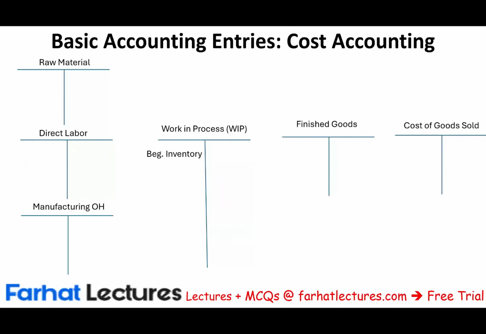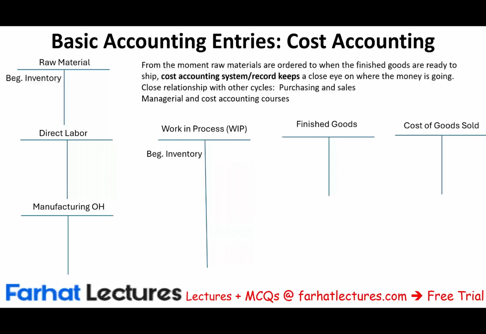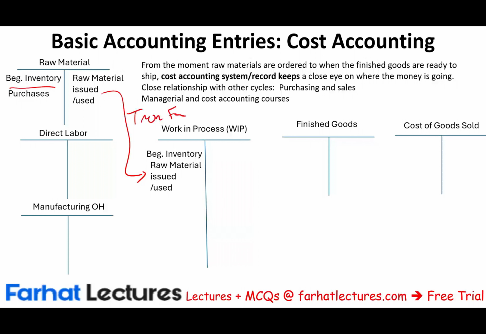So let's take a look at the big picture, and physically at the picture of how the asset is transferred. First, we have beginning inventory, raw material. Then we purchase raw material. Then we issue raw material to work in process. So what happened is assets are transferred. We transfer assets from raw material to work in process. Then we have obviously ending inventory for the next period, ending raw material.